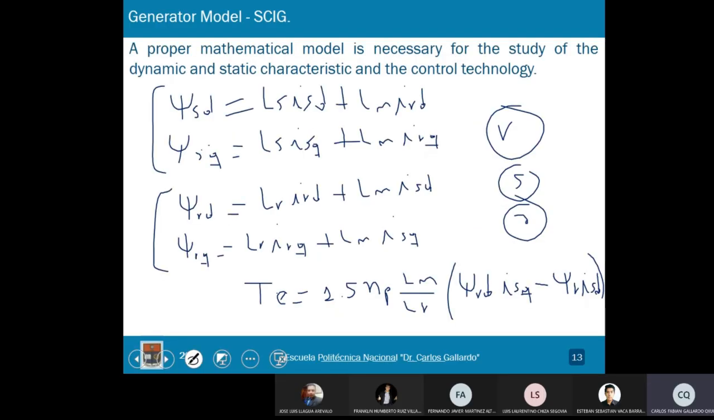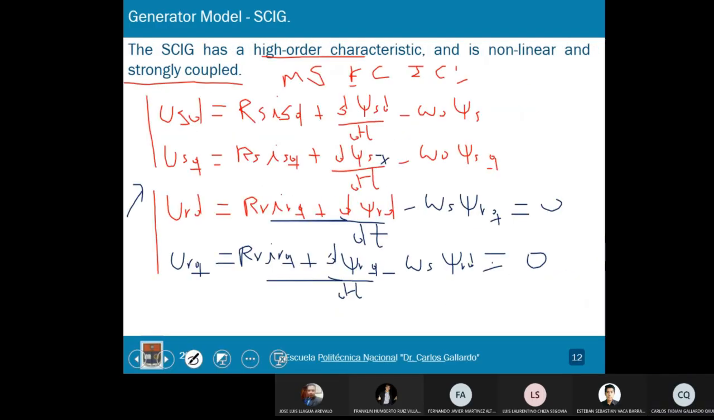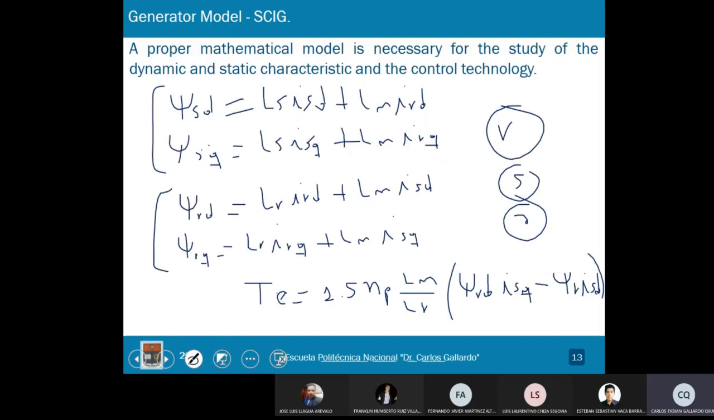So I will take the four equations of the voltages. I will take the equations of the fluxes. I will build the circuit.